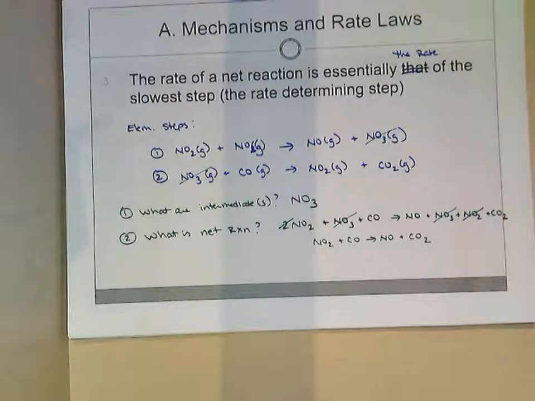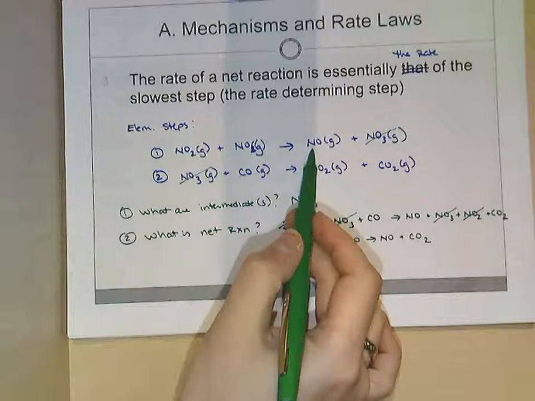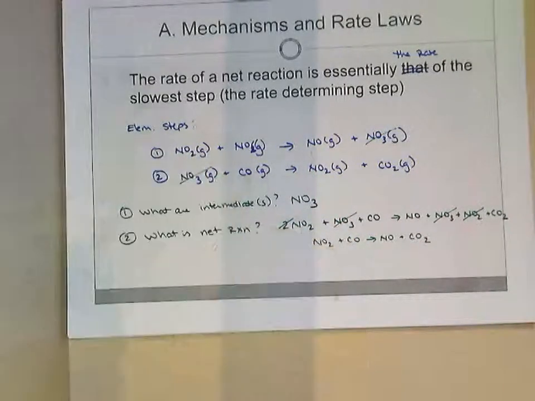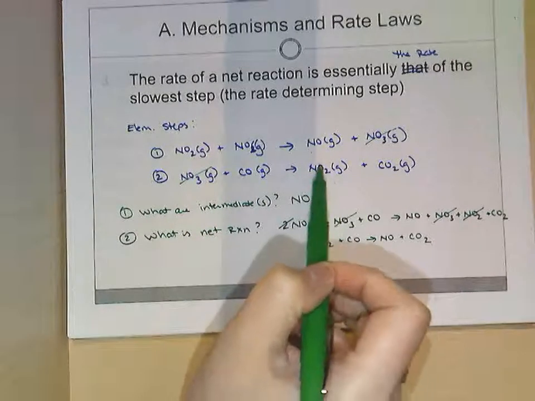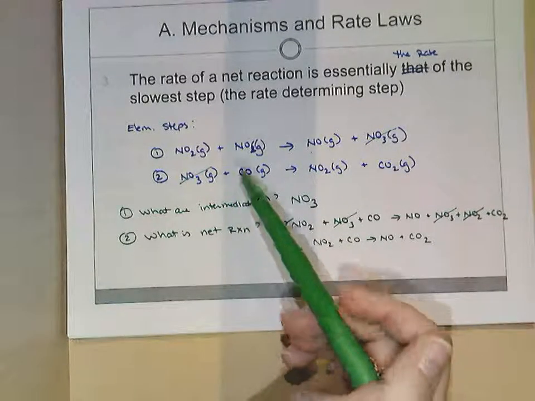Oh, question, Paul. Why is NO not considered an intermediate? Because it doesn't appear again as a reactant. Oh, okay. Why is NO2 not an intermediate? Because it starts as a reactant and makes a product. It's not the reverse. So let's go ahead and define it.